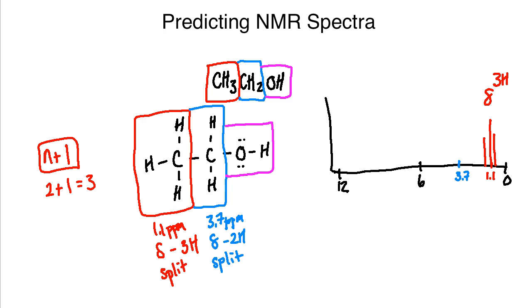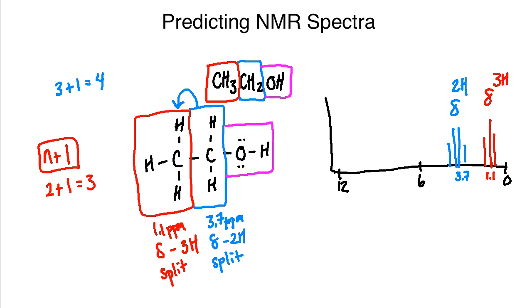I need to look at the neighboring hydrogens. So I'm looking at how many hydrogens are present in this methyl group, and there are 1, 2, 3 of them. So 3 plus 1 is going to equal 4. So there's a quartet in this case, and that's what I would expect to see. I'm going to see a quartet that integrates to 2 hydrogens.